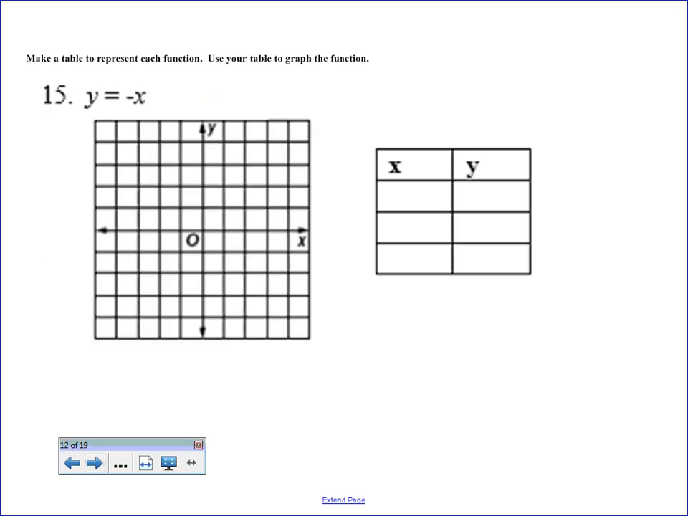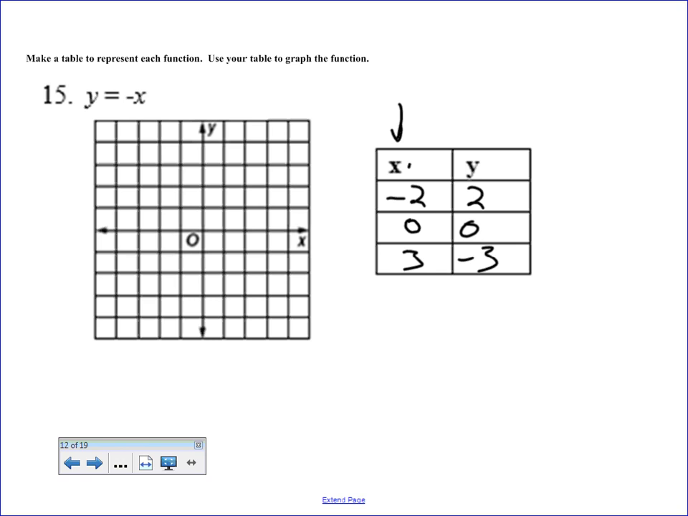Y equals -x. So we'll just go -2, 0, 3. Once again, you can pick whatever x values you want as long as they're on the graph. However, if you pick an x value and the y value is not on the graph, then try some different x value. And so this would be 2, 0, -3.